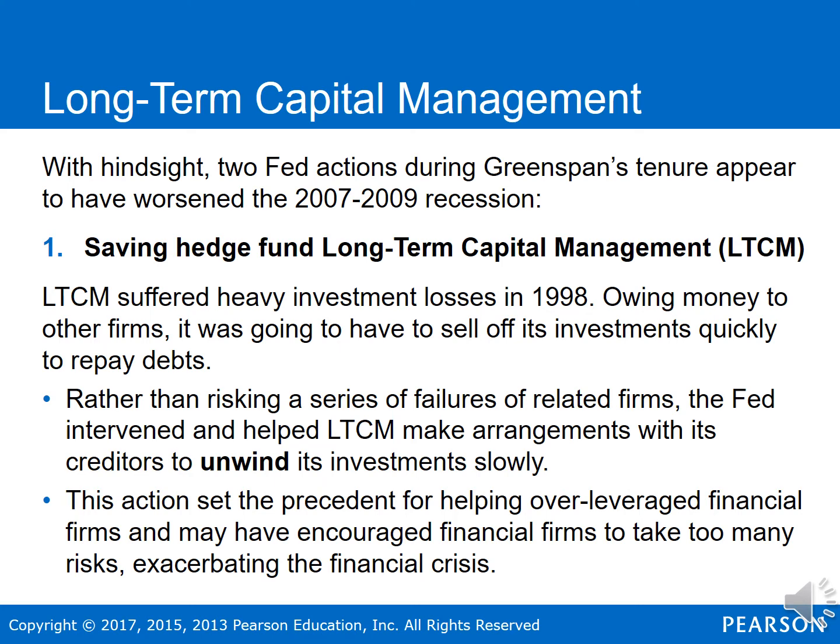This seemed good in the short term. It prevented a lot of disruption in the financial markets and protected depositors and investors in these institutions by having them not fail. But it set the precedent for helping over-leveraged financial firms. By over-leveraged, remember that means firms that borrow money to invest. That magnifies your profits, but also can magnify your losses when the value of assets falls. So this may have encouraged financial firms to take too many risks, knowing that they'll have the Federal Reserve as a backstop to help them unwind if something bad happens. And this is believed to have exacerbated the financial crisis that happened in 2007, 2008.